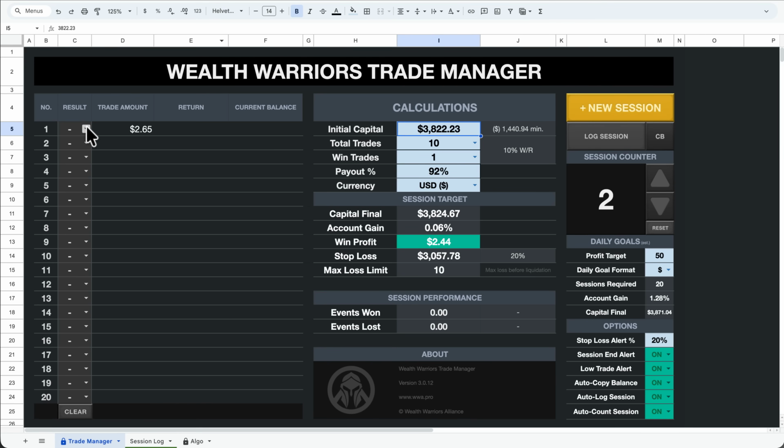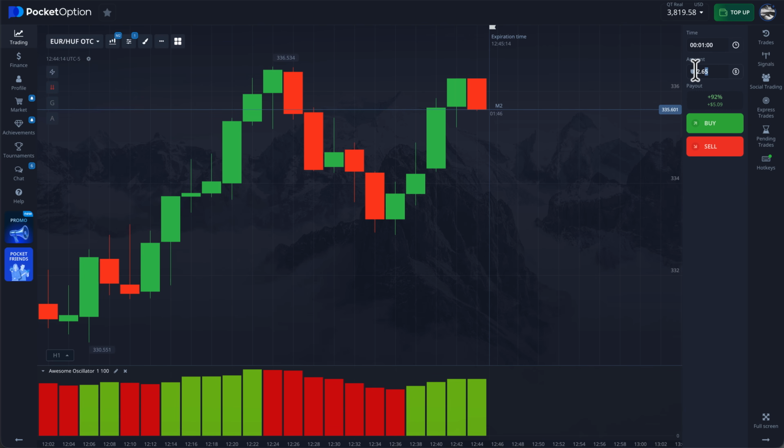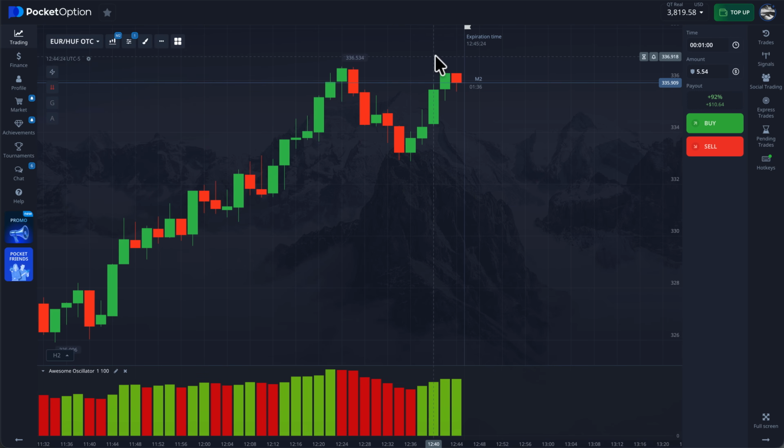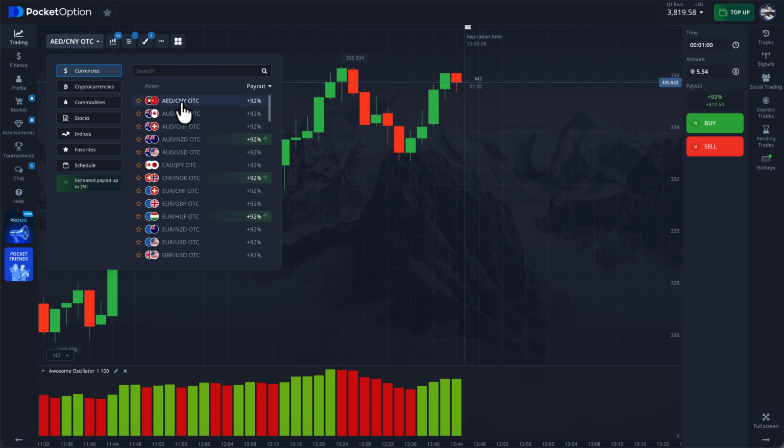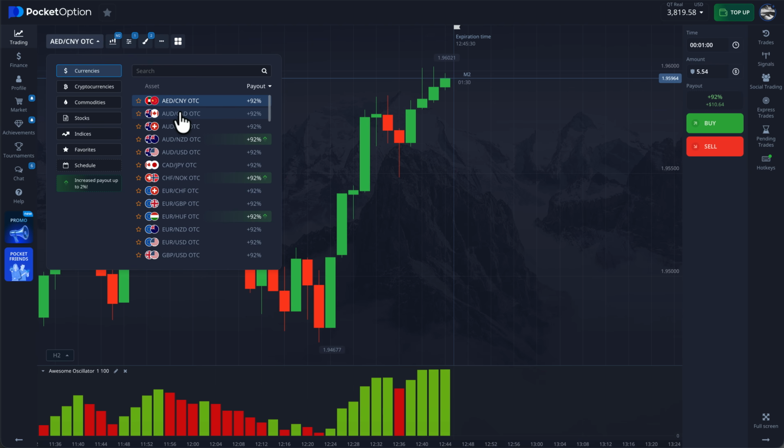Come over here, mark it with an L. The next trade amount is 554. So let's go ahead and enter that in. Awesome. And just going to adjust this here real quick. And so what can we do right now? We've got that rejection, so it may be on its way down. Let's check the other charts and see what they look like.